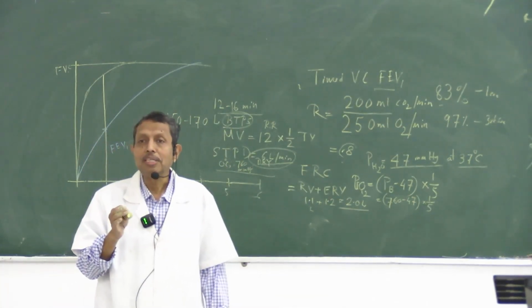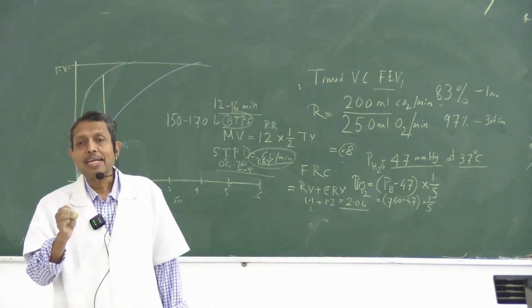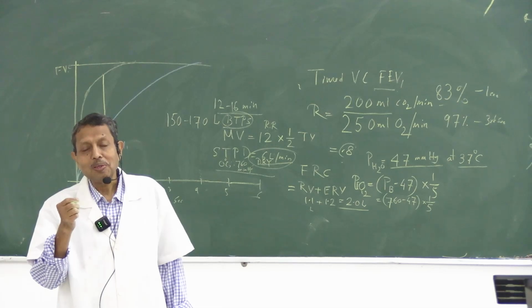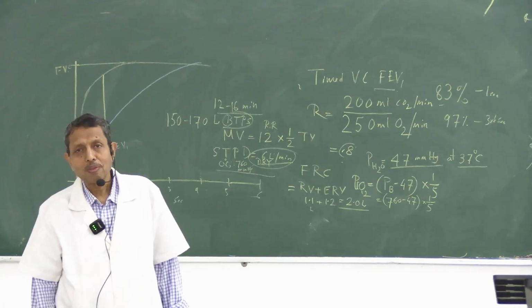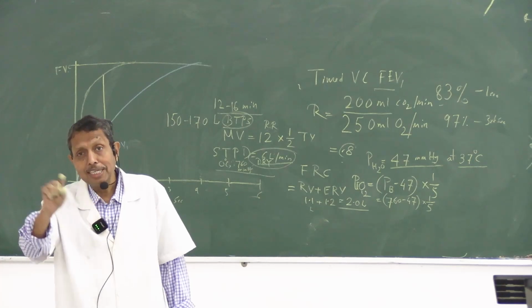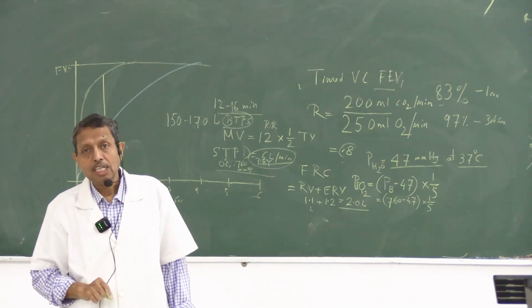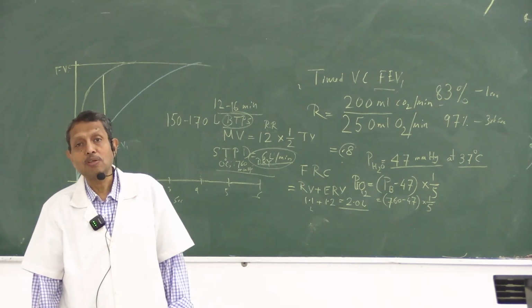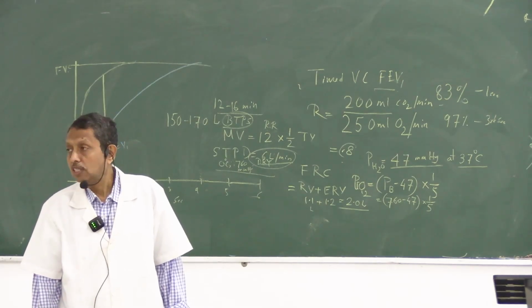And in the resting condition, we are taking 500 ml, and all of it does not go into the alveoli. Some remains trapped within the conducting zones, up to the level of the terminal bronchiole, and it is called dead space.